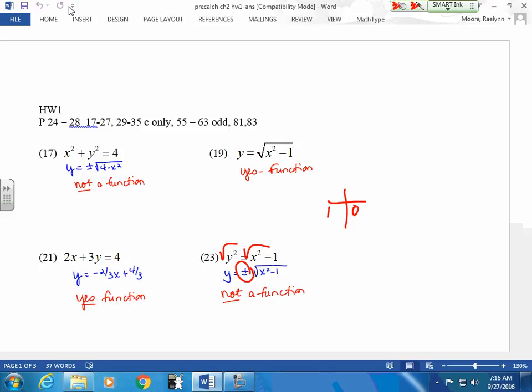If x is 2, 2 squared is 4, minus 1 is radical 3, but it gets a plus and a minus. So it's going to give you two y's there to your 2. You're going to get a negative radical 3, and you're going to get a positive radical 3. This makes it not a function. Everybody okay with these? Yes.